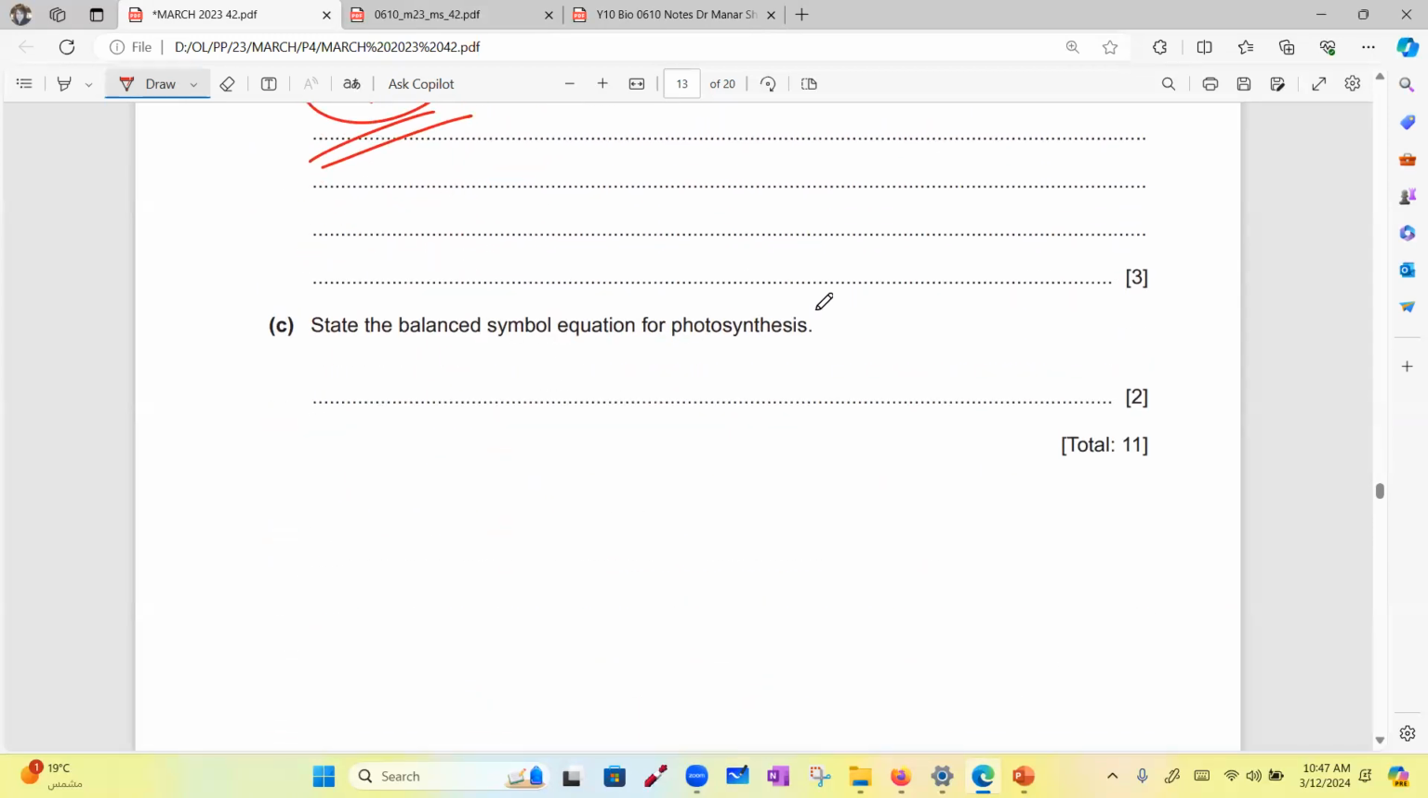Okay? What's the balanced equation for photosynthesis? Again, direct question. Photosynthesis. Excuse me? Yes, 6 CO2, carbon dioxide, and water. Yes. In the presence of light, write light here.